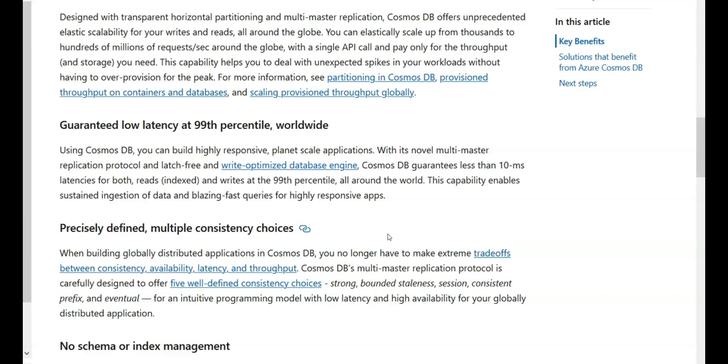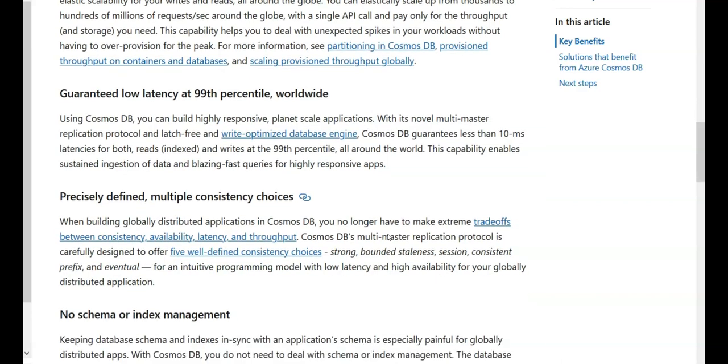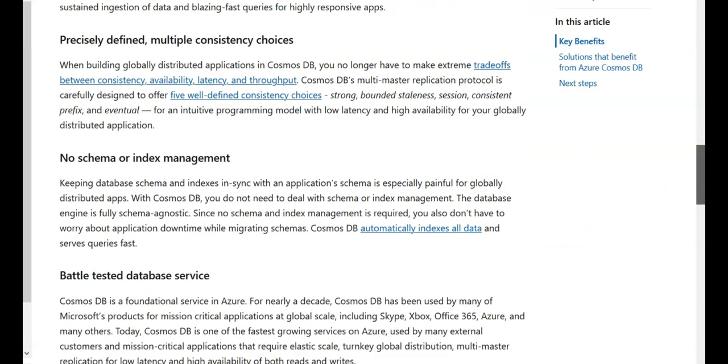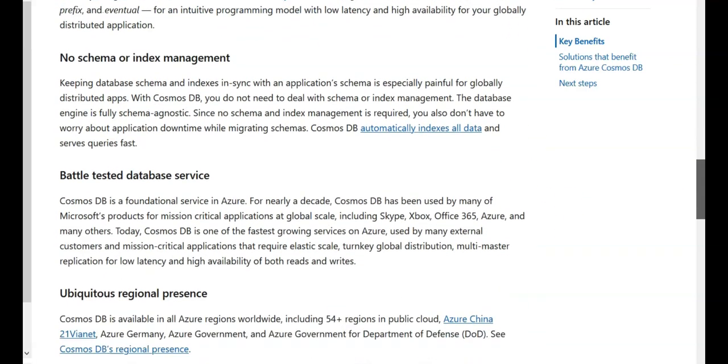Precisely defined multiple consistency choices. When building globally distributed applications in Cosmos DB, we no longer have to make extreme trade-offs. Cosmos DB's multi-master replication protocol is carefully designed to offer 5 well-defined consistency choices, which are strong, bounded staleness, session, consistent prefix, and eventual. It has no schema or index management. It is a battle-tested database service.